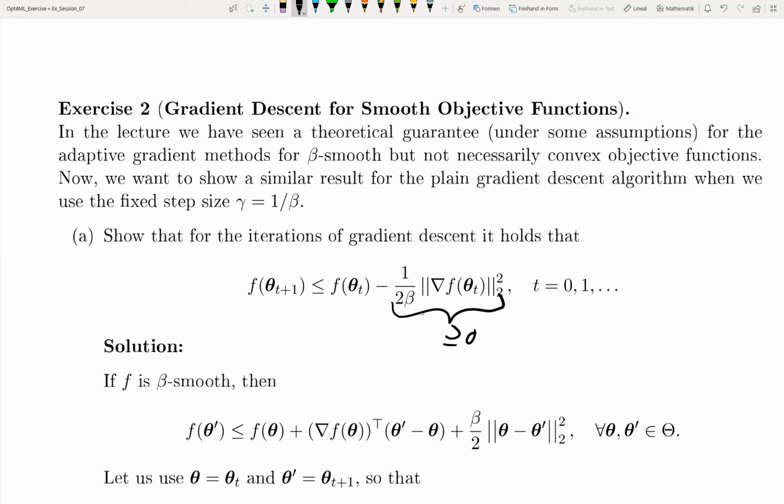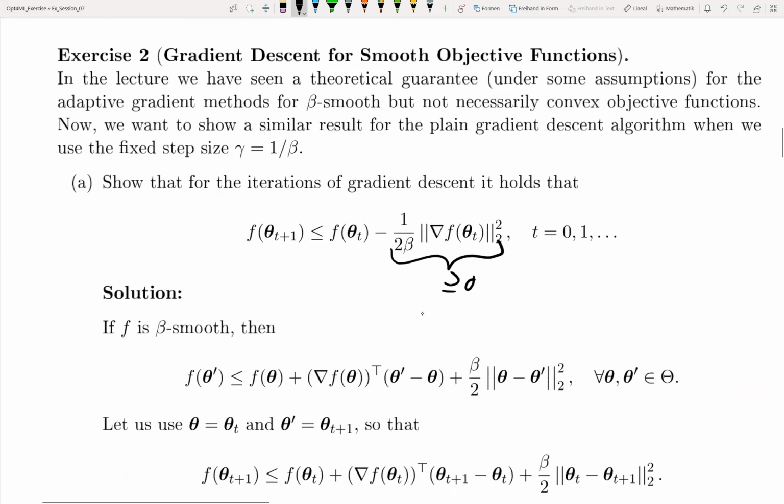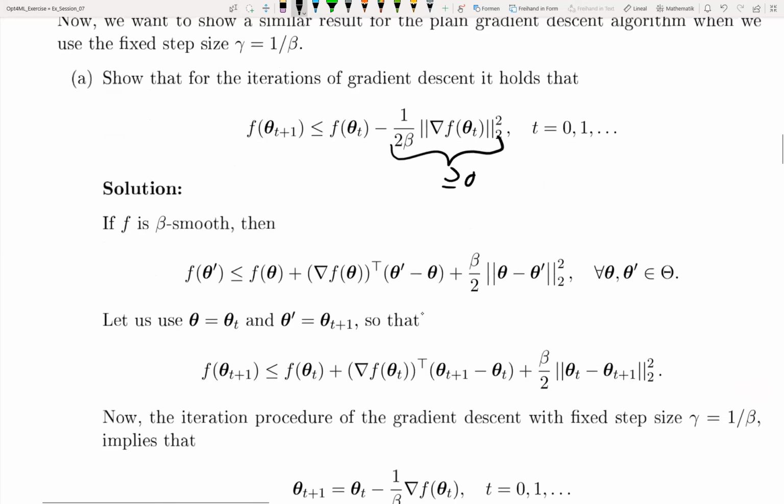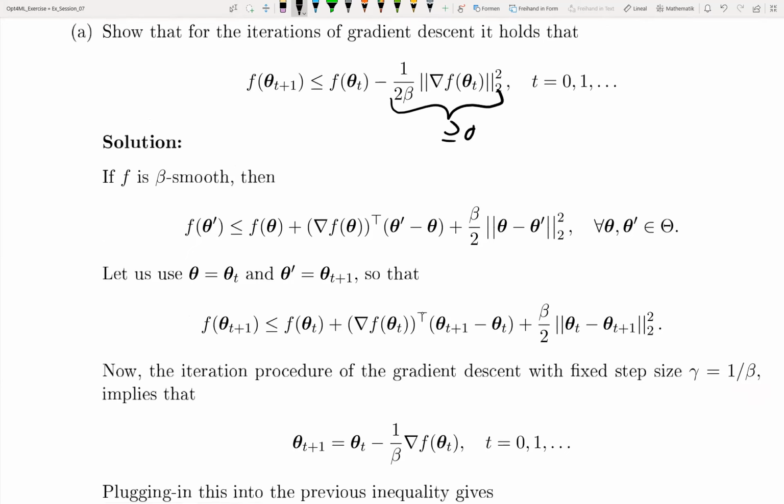Today in the lecture, it was depending on the partial gradient because we had this more fine-grained coordinate-wise beta smoothness. All right, so enough of that. Let's see how we can show this. Quite similar to what we did today, we start with the definition of beta smoothness.